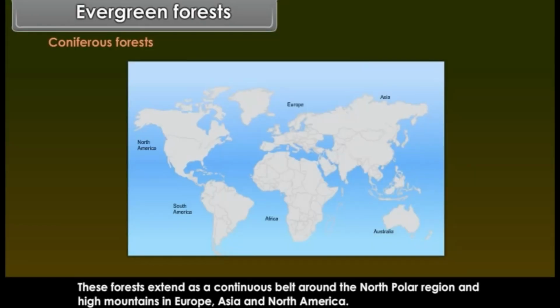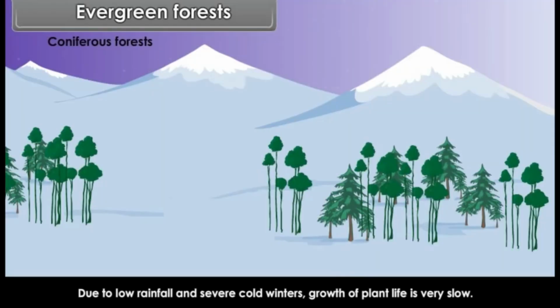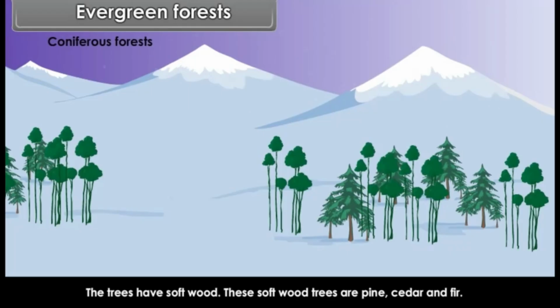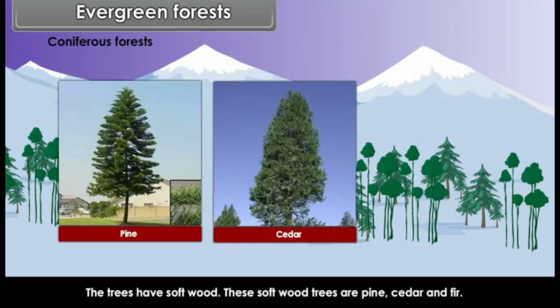Coniferous forests. These forests extend as a continuous belt around the North Polar region and high mountains in Europe, Asia and North America. Due to low rainfall and severe cold winters, growth of plant life is very slow. The trees are evergreen with small needle-like leaves to reduce transpiration and to protect themselves from cold winter. The trees have soft wood. These softwood trees are pine, cedar and fir.